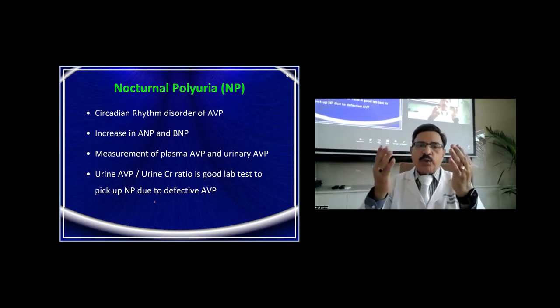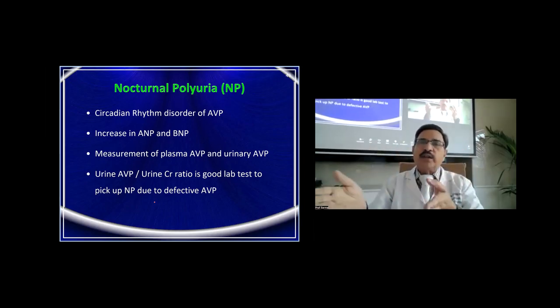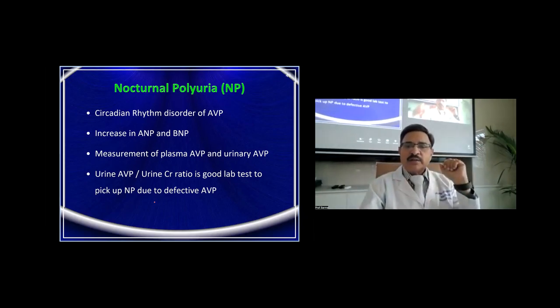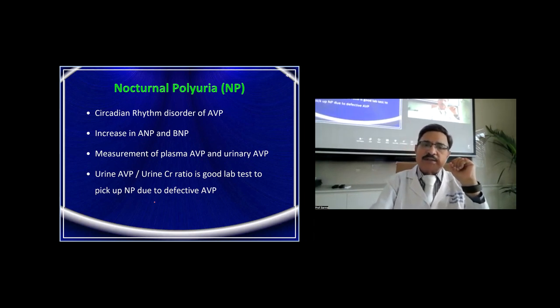Normally, the urine AVP should be more in the night. In these people, there is no AVP, so naturally there is diuresis in the night. That's how we diagnose the condition. There is no specific treatment for this condition. The only thing is restriction of fluids to some extent in the night, after 5 or 6 o'clock, which might work to some extent to reduce their symptoms.